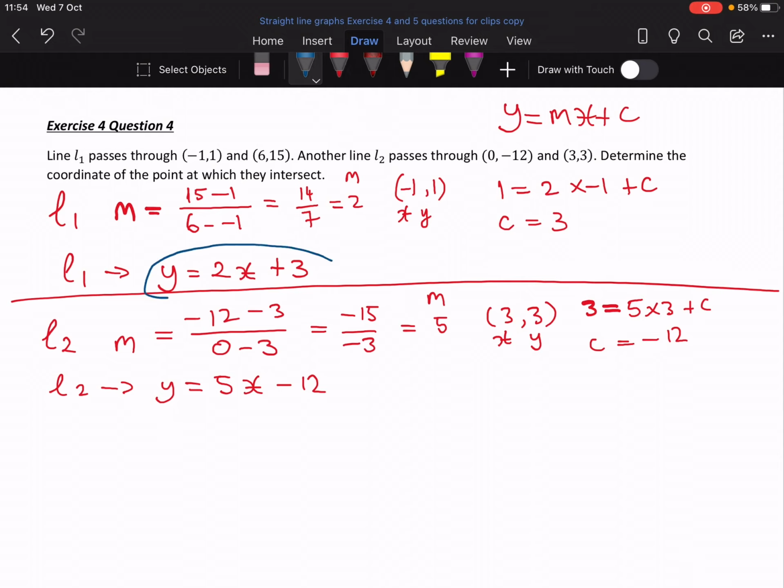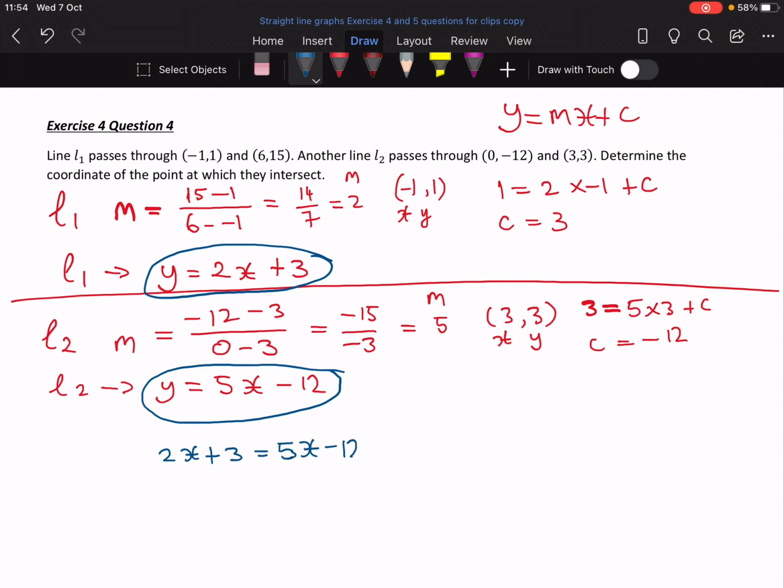And now we have reached the point when we can solve these two equations simultaneously. So you can see that y is equal to 2x + 3. y is also equal to 5x - 12. So if y is both these things, then I can make these two things equal to each other, if that makes sense. So I'm going to say 2x + 3 = 5x - 12. That's like saying y equals y, basically. But y equals y doesn't really help. Okay, so let's solve this.